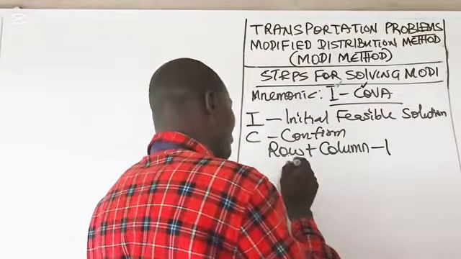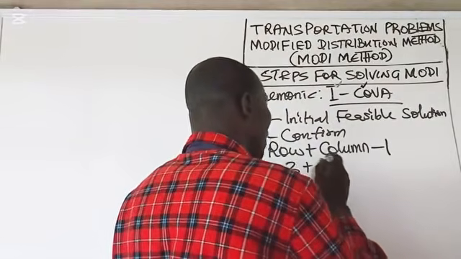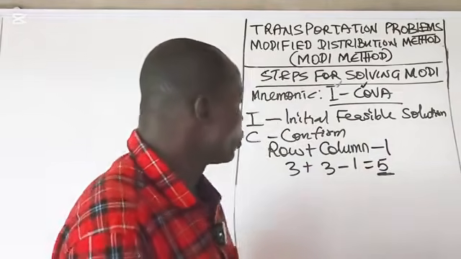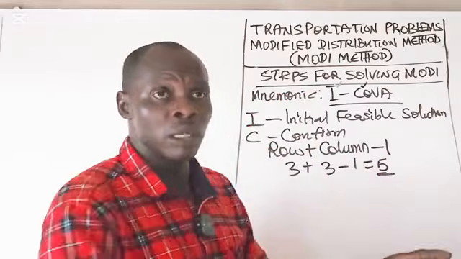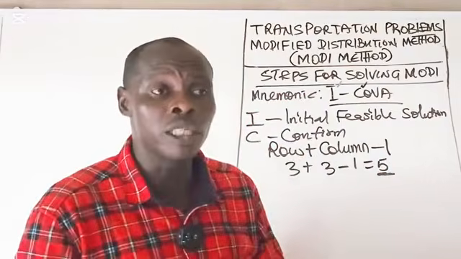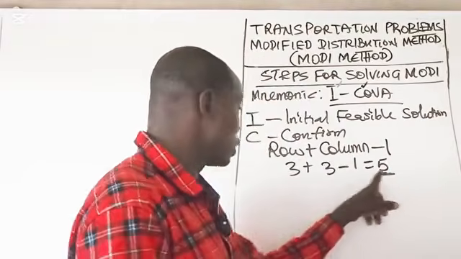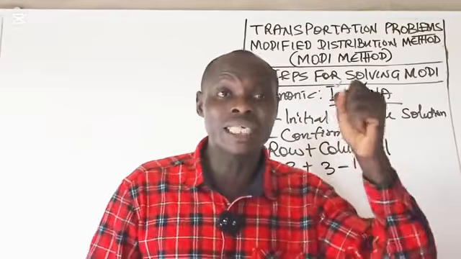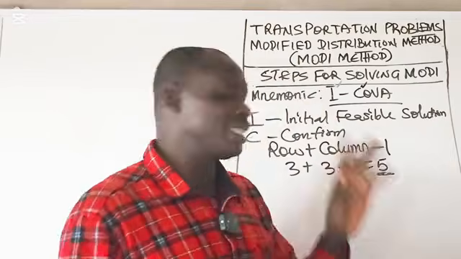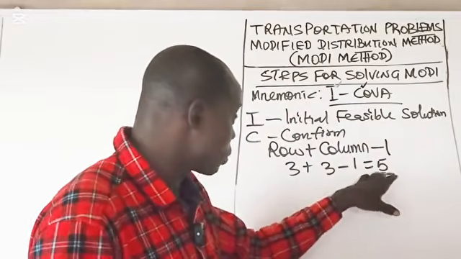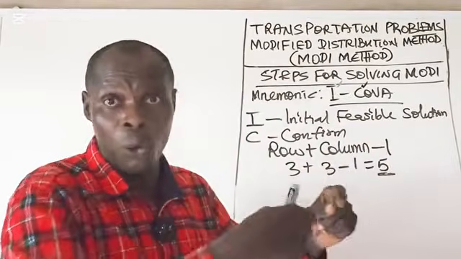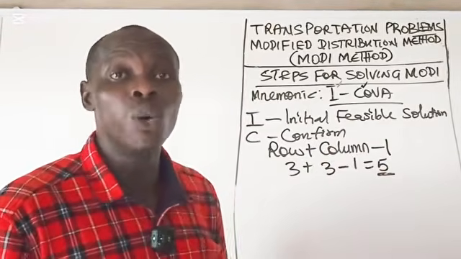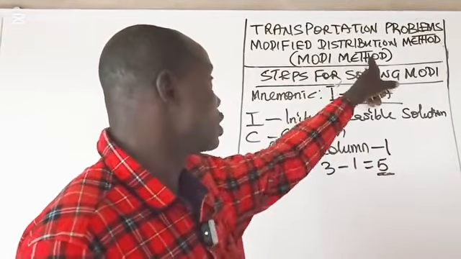Suppose you have 3 rows plus 3 columns, minus 1. This will be equal to 5. That means the number of cells you are expected to have assigned value to, using either the northwest corner method, the least cost, or the Vogel approximation method, is supposed to be 5. If this matches, you are ready to test for optimality. If it agrees, then you can proceed with the optimality test using the modified distribution method.